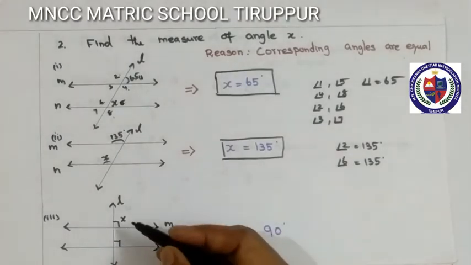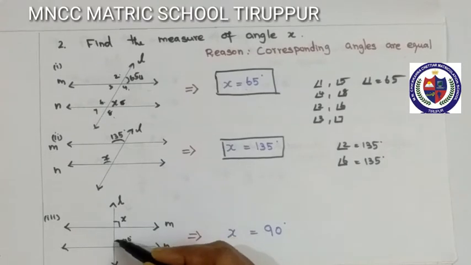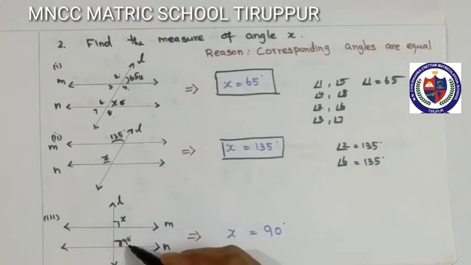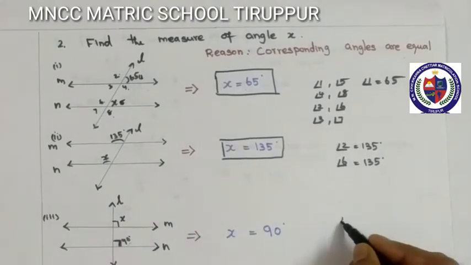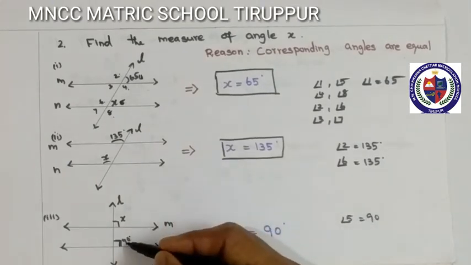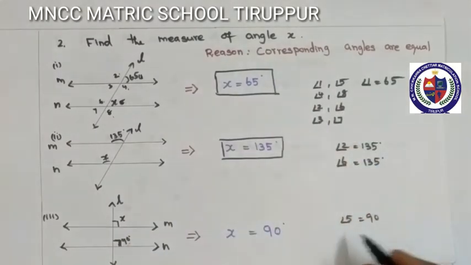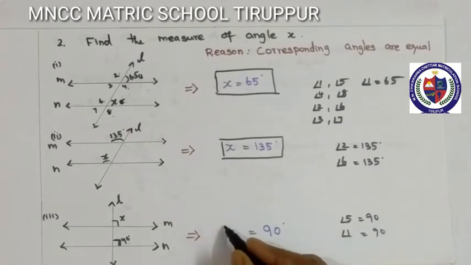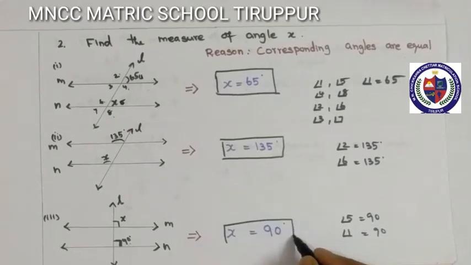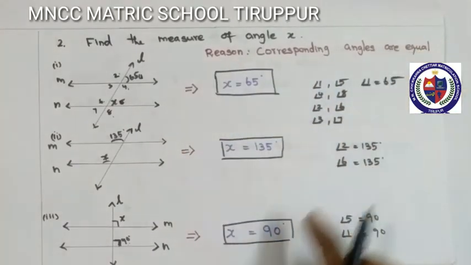So next one, this is 90 degrees, a right angle. So angle 5 is 90 degrees. Angles 1 and 5 are corresponding angles. So angle 1 is also 90 degrees. So x equals 90 degrees. Reason: corresponding angles are equal.